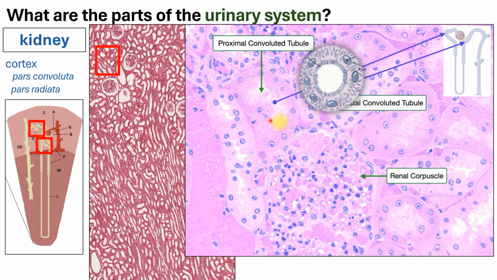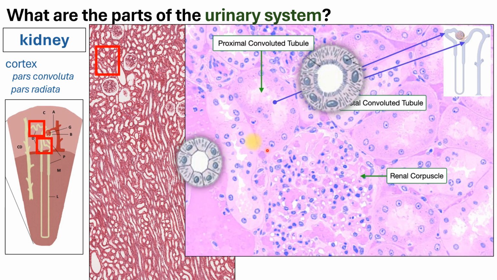Okay, so the proximal convoluted tubule is more darkly staining and would have this fuzzy appearance in the lumen as opposed to your distal convoluted tubule, which is technically lighter and simpler and has a more clear lumen than your proximal convoluted tubule. Okay?